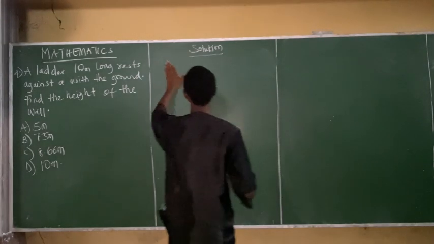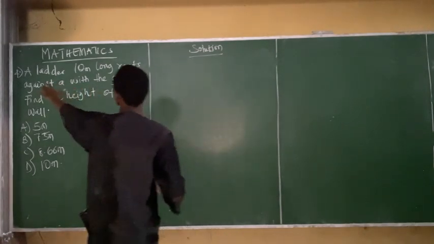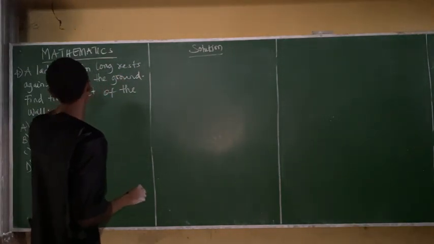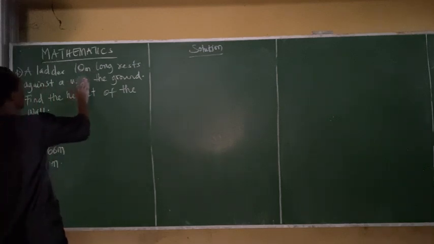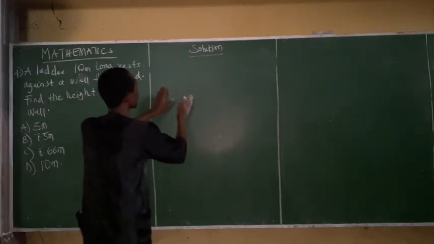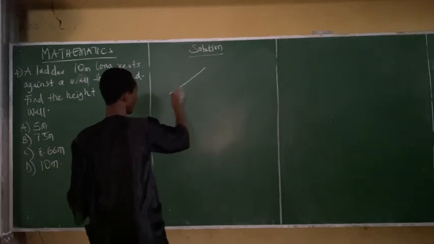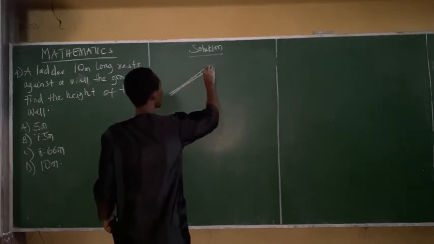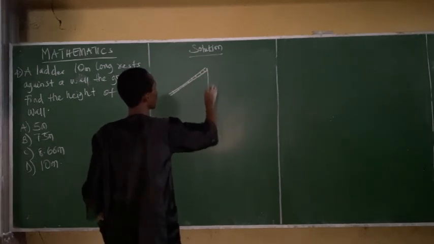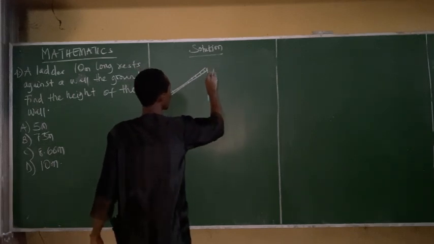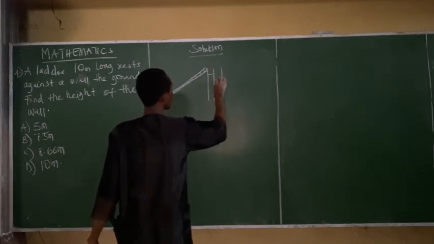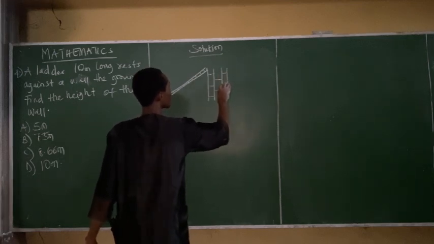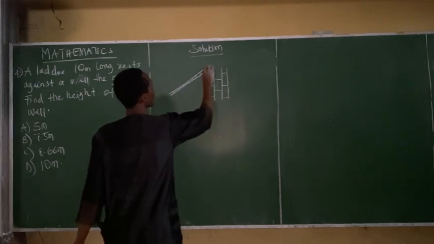Now let's set up a free body diagram. It says a ladder 10 meters long rests against a wall with the ground. Let's assume this is the ladder, and it rests on a wall. Let's say this is a brick wall.